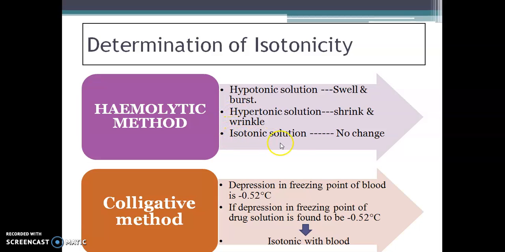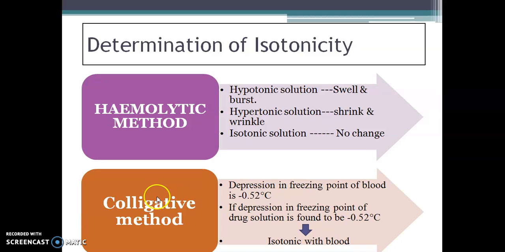Now, third is the isotonic solution. When RBCs are placed in an isotonic solution, there is no change in the appearance of the RBC and there is no net fluid flow because the concentration of solute in both the solution and RBC is equal, meaning there is no change in case of the isotonic solution. So, on the basis of these observations, we have to find out whether the solution is hypotonic, hypertonic or isotonic. So, this is the hemolytic method which is used to determine the isotonicity of the solution.